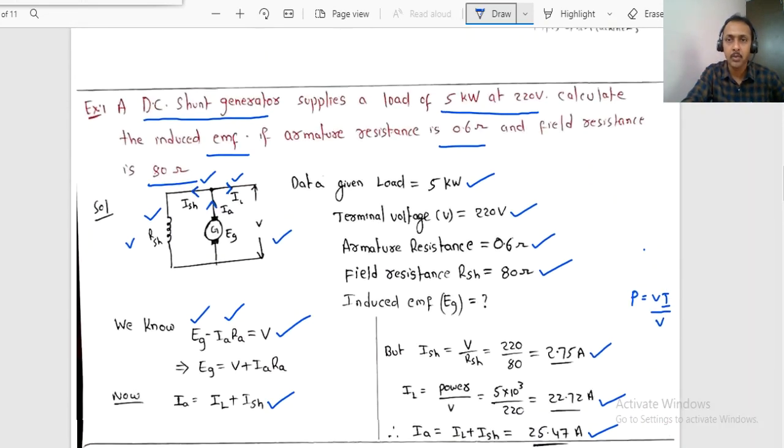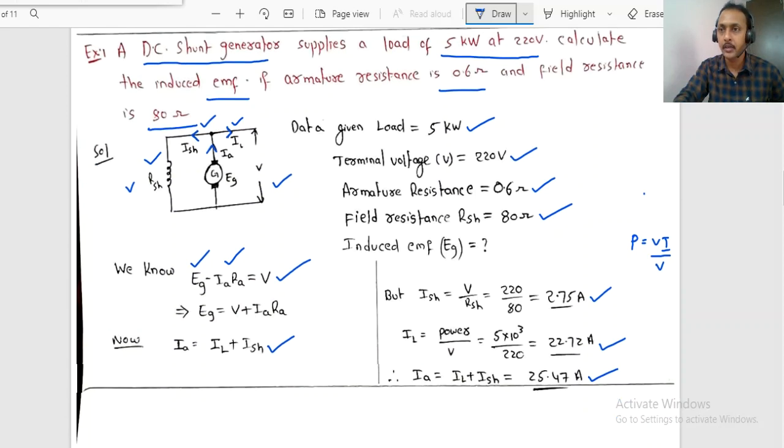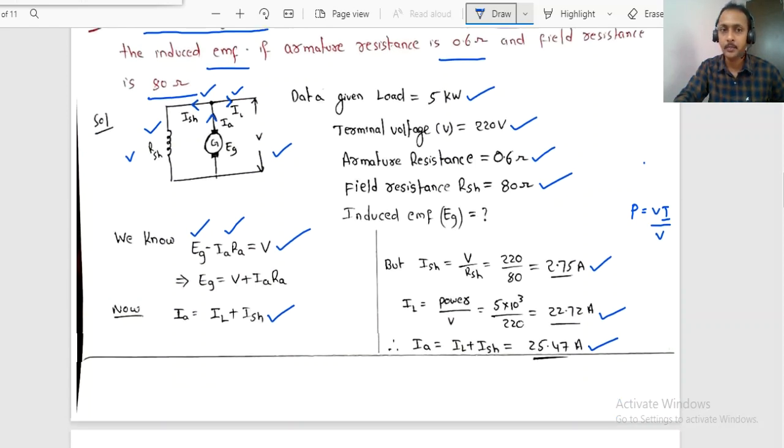So dear students, in this problem, the key point is the moment you see the problem, please draw a small diagram and indicate the variable names. From the data given, please identify the variables: power 5 kilowatt, terminal voltage V 220, armature resistance RA 0.6 and field resistance RSH 80. Like this, once you assign the variables and also write the known formulas aside, you can easily do these problems. Don't think that only for the final answer you will be awarded full marks. For the procedure itself, we can get some good marks also, right?